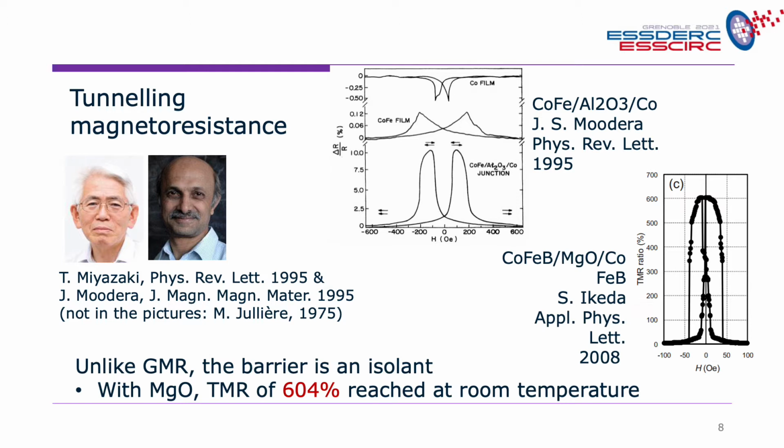percentage, around 10%. It was not until 2008 that magnesium oxide was suggested, and it gives more than 600 percent at room temperature. So this was the start of using tunneling magnetoresistive sensors, in particular using magnesium oxide.